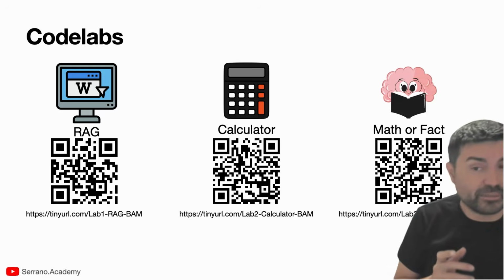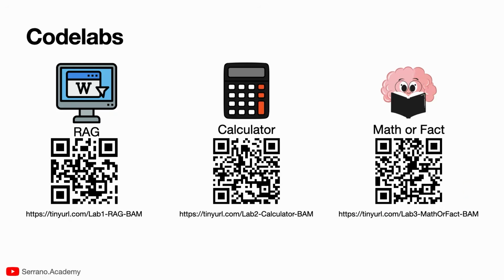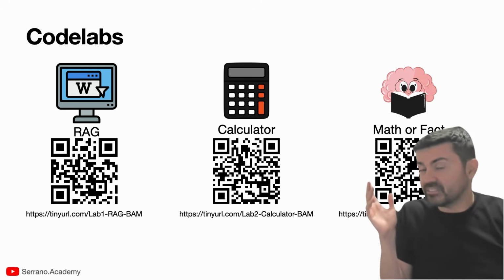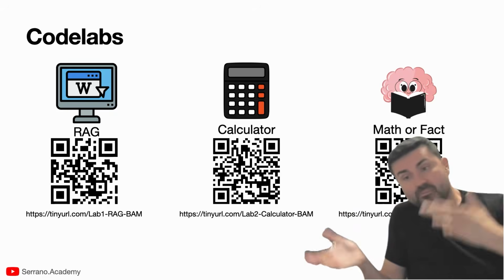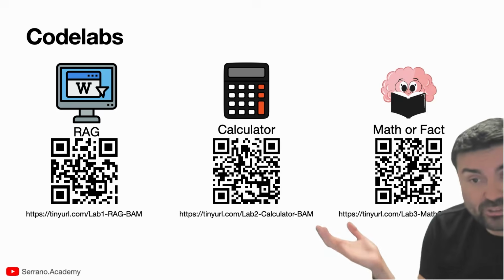Now that's all I wanted to tell you about agents, but I have some code, so please check it out. The links are here. You can also scan your phone and get the tiny URL. There's the RAG, the calculator, and the math or fact agents. You can see that the names have the word BAM on them. That's because I built them with my friend Josh Starmer from StatQuest. So definitely check out the labs if you'd like, and you can play with them and add more functionality if you're interested.